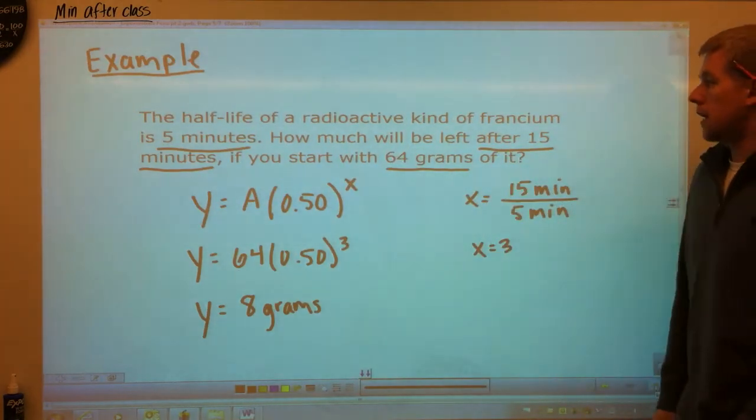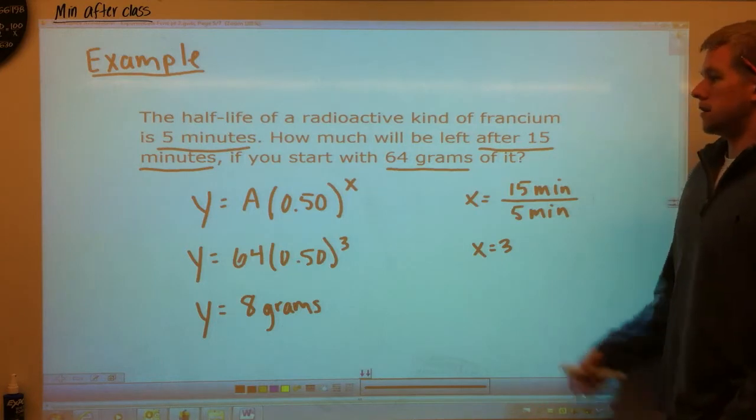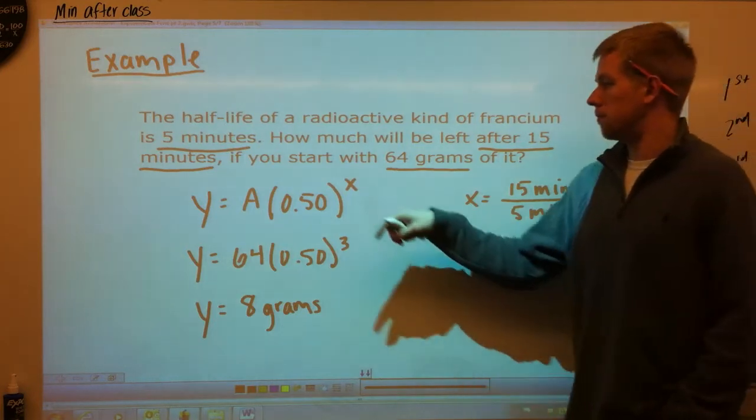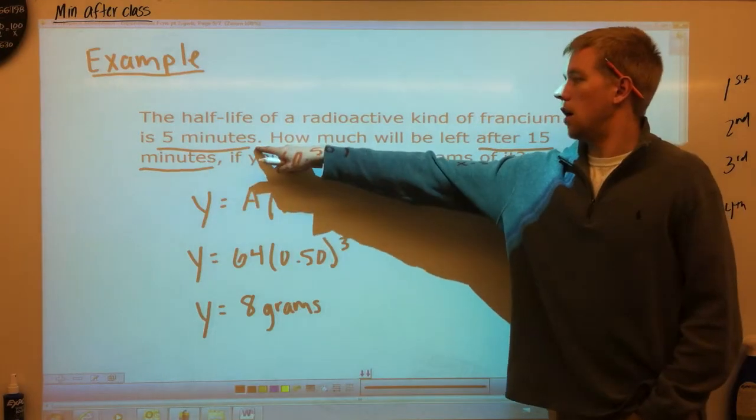The half-life of a radioactive kind of francium, I guess it's some type of whatever, is 5 minutes.